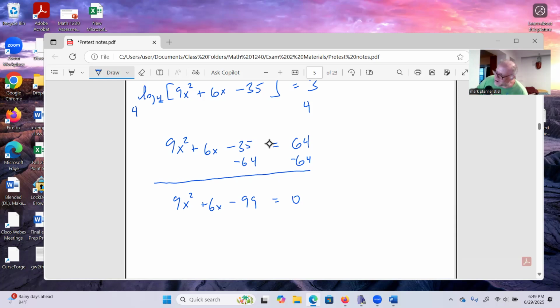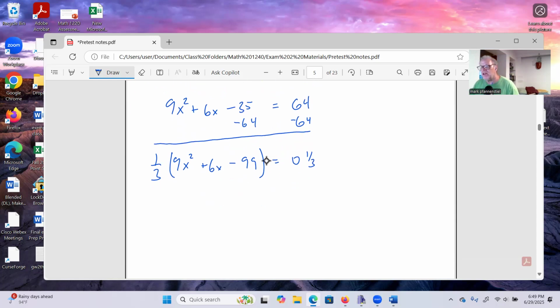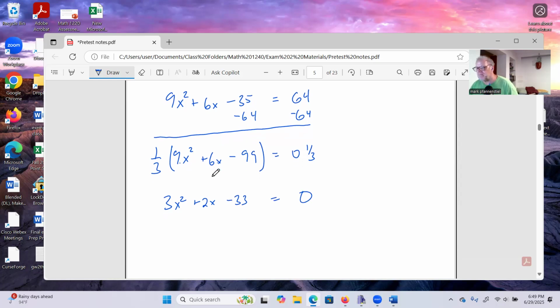One of the things that I am looking at is that all of these things look like they are divisible by 3 to me. Could we go ahead and multiply both sides by a third in order to make the numbers a little bit smaller, so my factoring might go a little bit better? So 9 divided by 3, we have 3x squared. 6 divided by 3, we have a plus 2x. 99 divided by 3, I think we're going to have a minus 33 here. And this is equal to 0 times a third, which of course is 0.